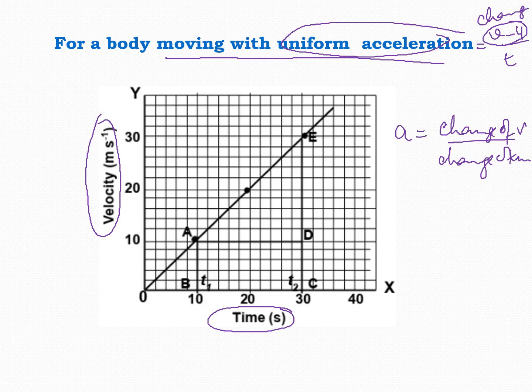So here again the body is moving with uniform acceleration because it is a straight line. Straight line means for the first 10 seconds the velocity of the object was 10 meter per second. For the next 20 seconds the velocity of the object is 20 meter per second. It means velocity is directly proportional to time, isn't it? It means it is changing in the same ratio.